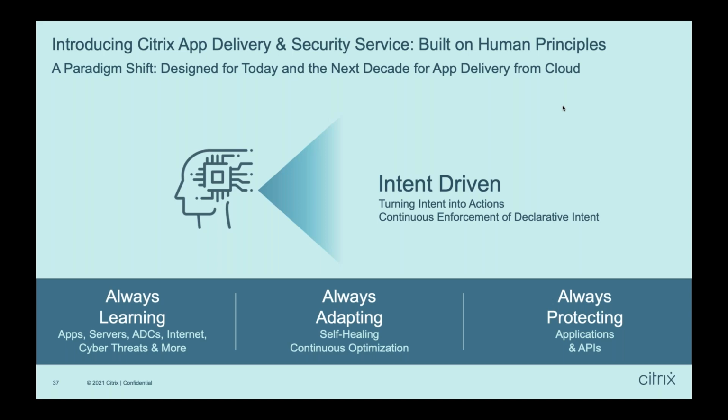And it's always learning about the environment, just as humans are always learning about their environment. This is always learning about everything from end to end, from the user to the data center to the state of the internet in between. And so it can know exactly what's going on and make adjustments. That's the always adapting part. It can make adjustments on the fly to the environment and its configurations to make sure that the declarative intent is always continuously enforced.